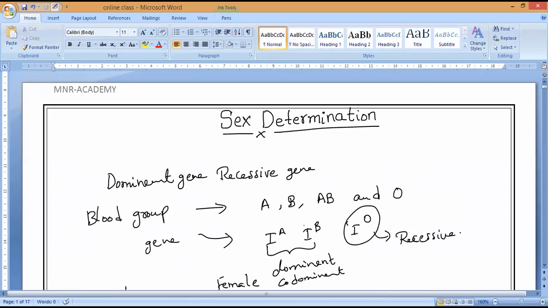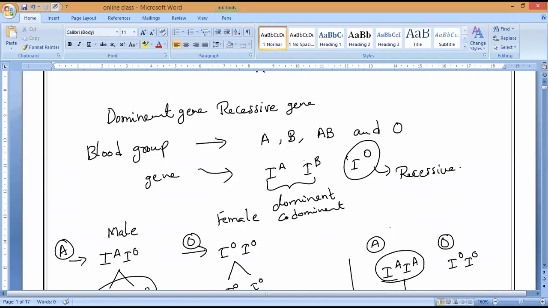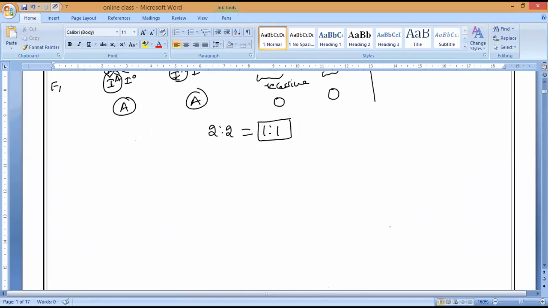See, this is also the most important concept. So now let us come to sex determination. We'll study this in great detail, so try to understand very carefully, guys. And definitely a question will come from this.